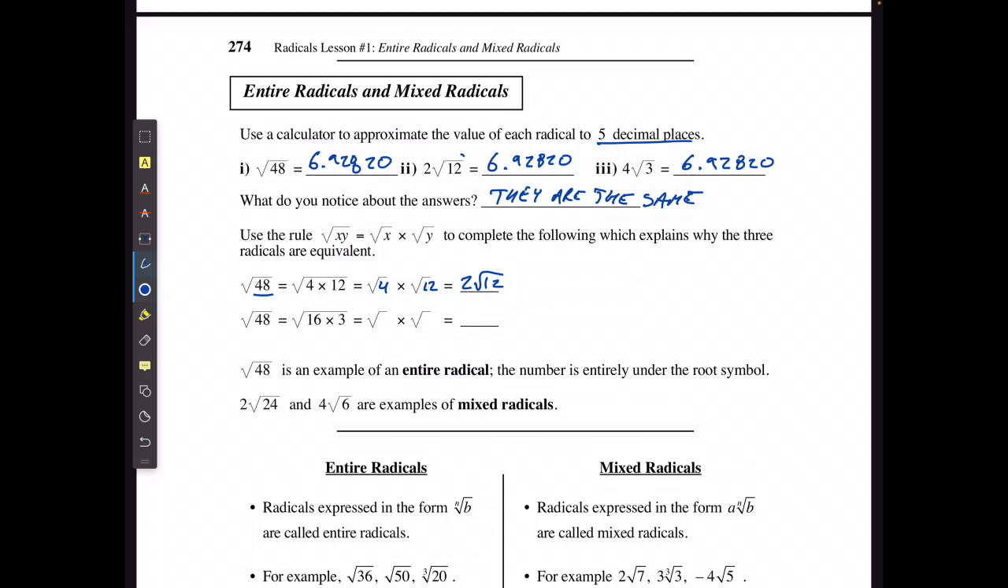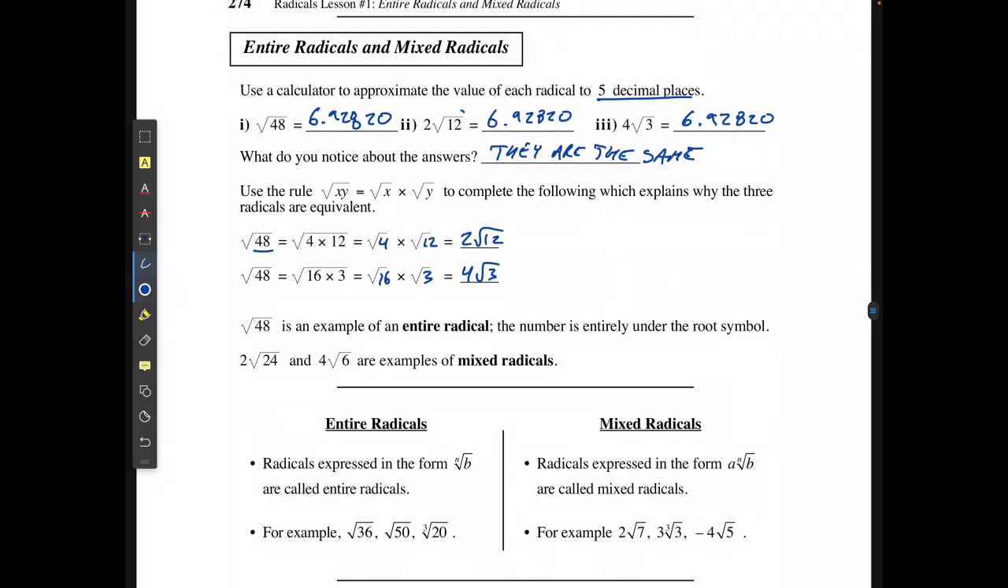At the same rate, if I take two other factors, 16 and 3, that's going to be the square root of 16 times the square root of 3, or 4 times the square root of 3. And that's how I got to this answer. So that's why they're all equivalent.